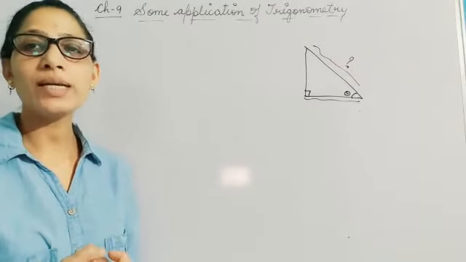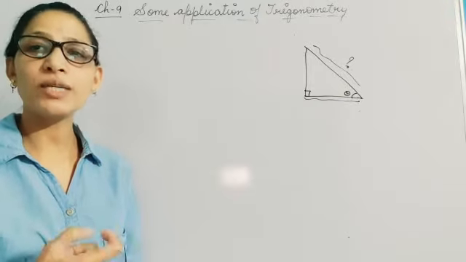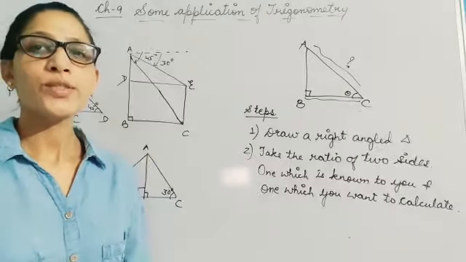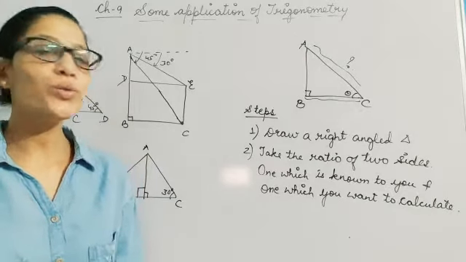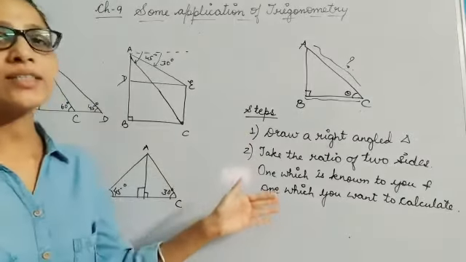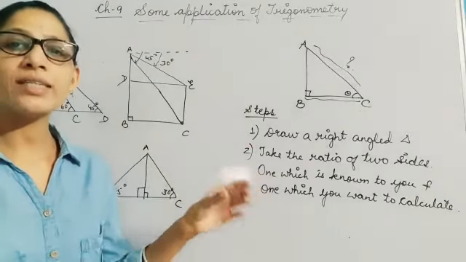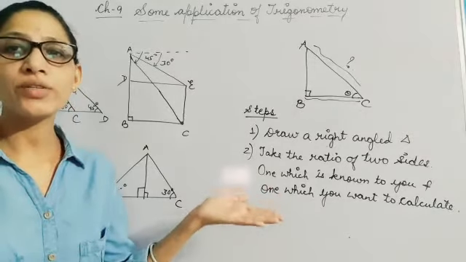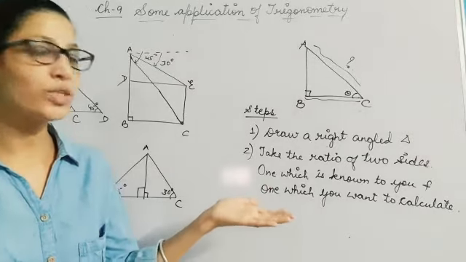If it is p by b, then it is tan theta. If it is p by h, then it is sin theta, and so on. So for this chapter, all you need to do is to follow these 2 points, and after that you need to apply the specific angle values. That means your trigonometric table for specific angles you need to put.